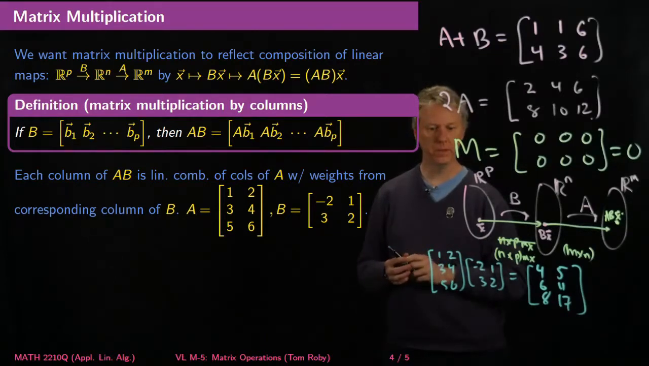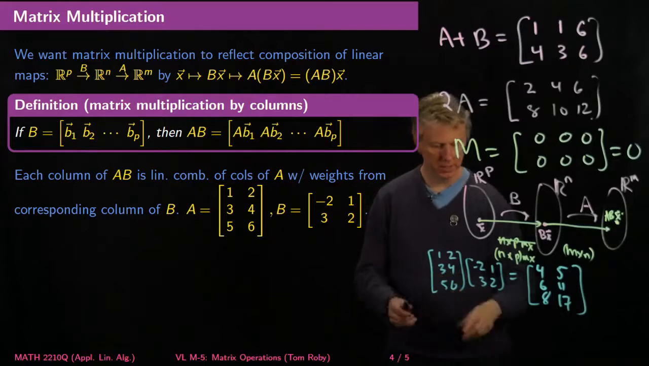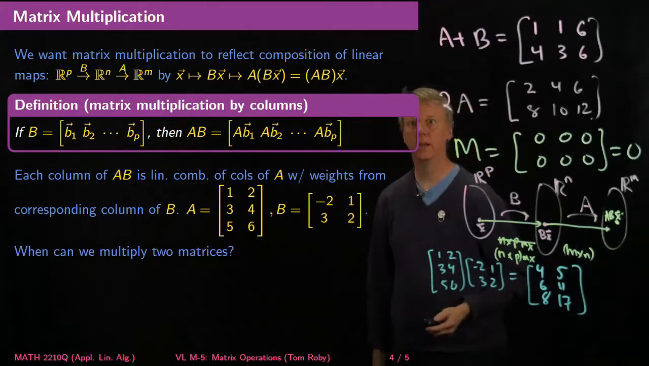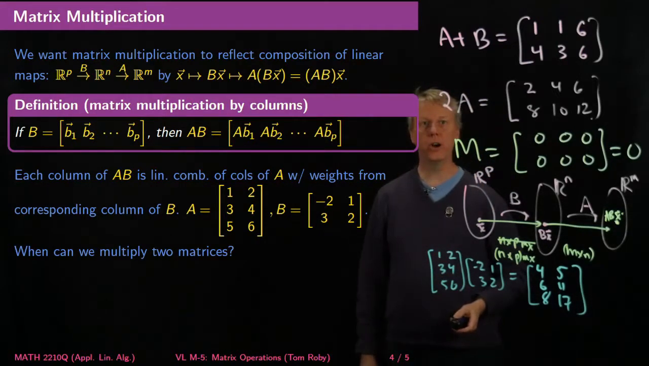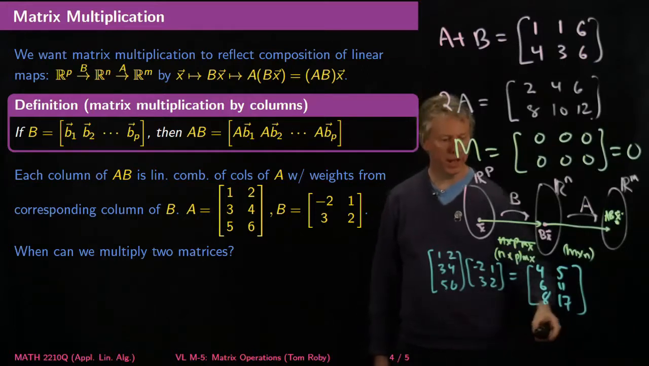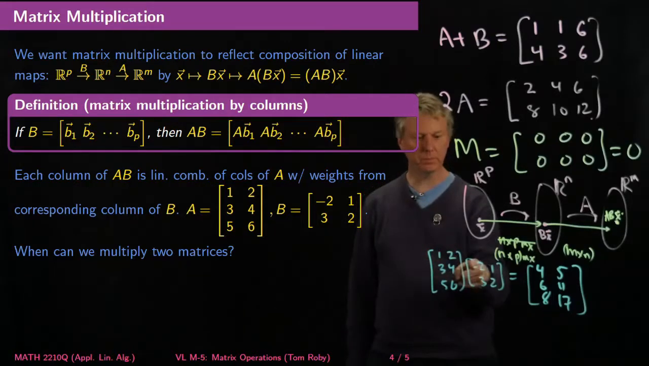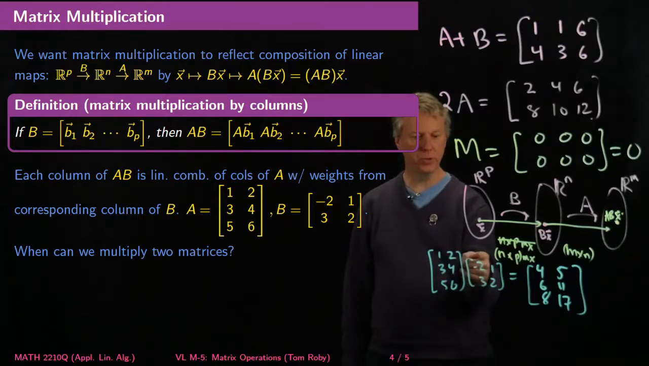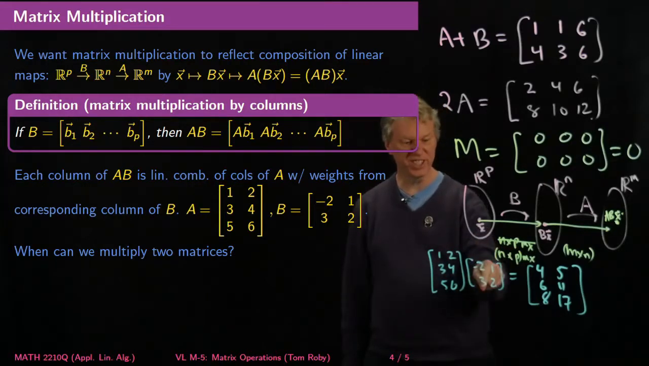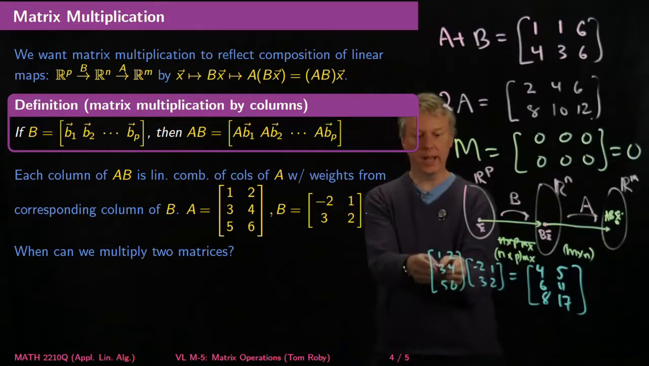Now notice, we already talked about when you can multiply two matrices. I can multiply these two matrices because the number of columns I have here is equal to the number of rows I have here. In other words, the size of one of these things, because I need these to match, right?